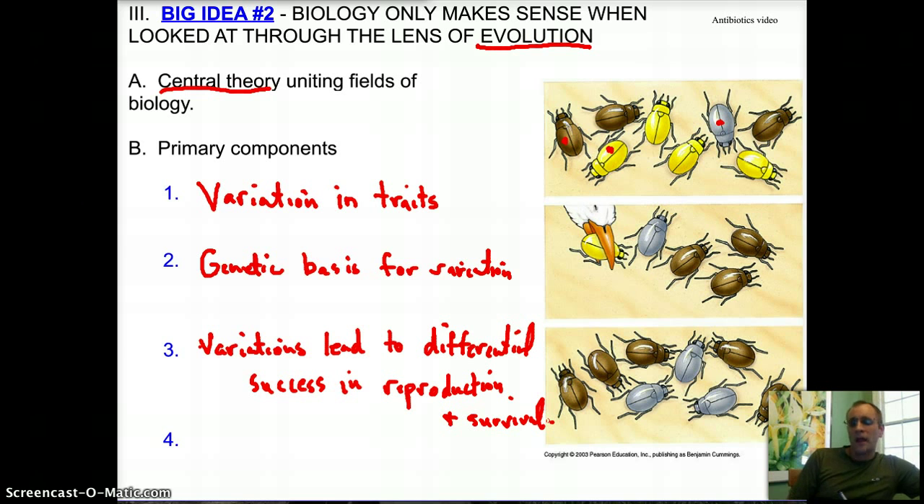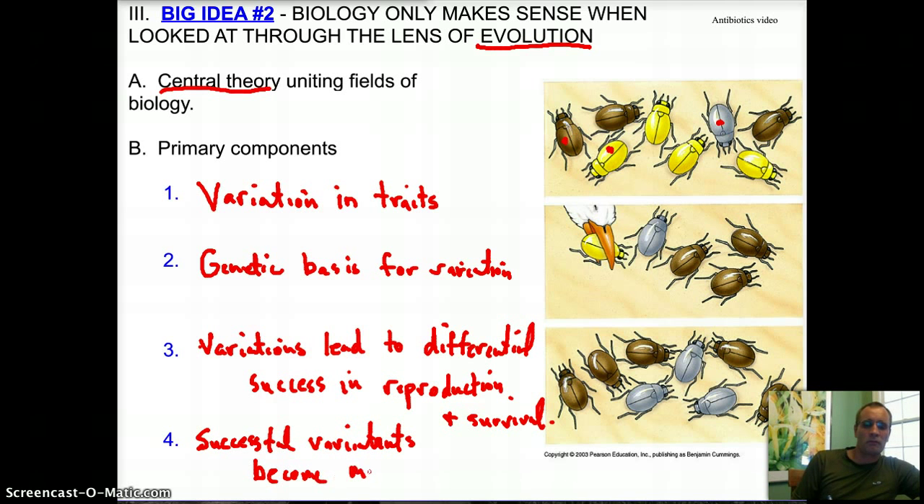Okay. And the fourth is that successful variants become more common. And that means, of course, that the less successful variants become less common. And we can see this here in the diagram. The selective force here is our bird eating up the beetles, and it's picking on the yellow ones.